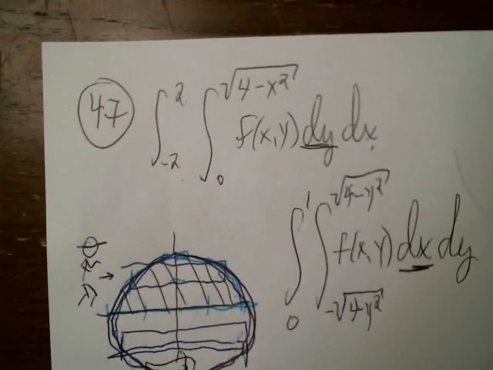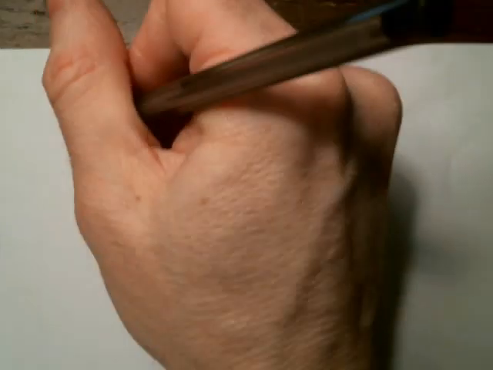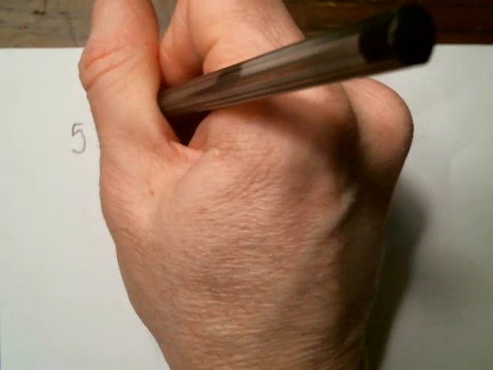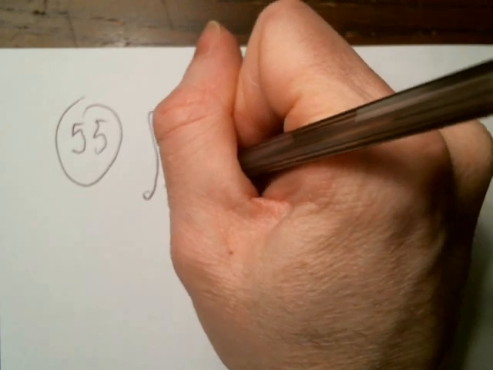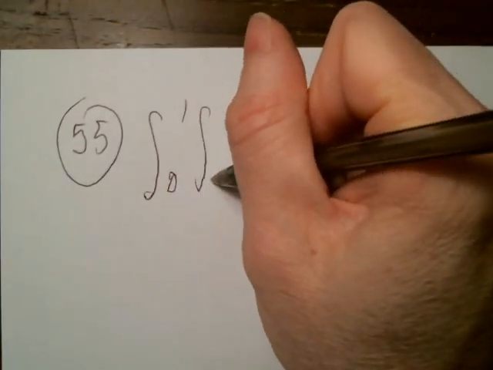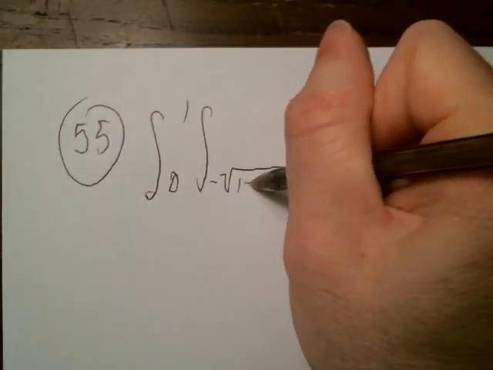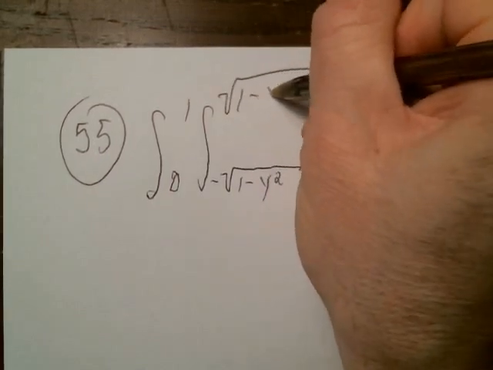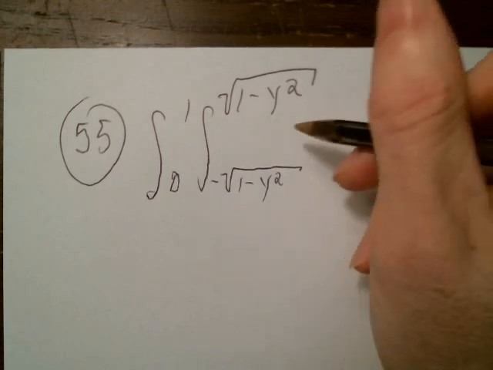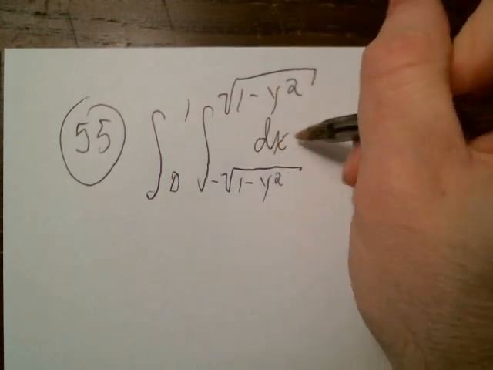Okay, let's do another circle. We'll just do 2 more. So like number 55 then. They give you the integral from 0 to 1 of the integral from negative square root 1 minus y squared to positive square root 1 minus y squared. That's a circle with radius 1 we're dealing with. And then we have dx dy.